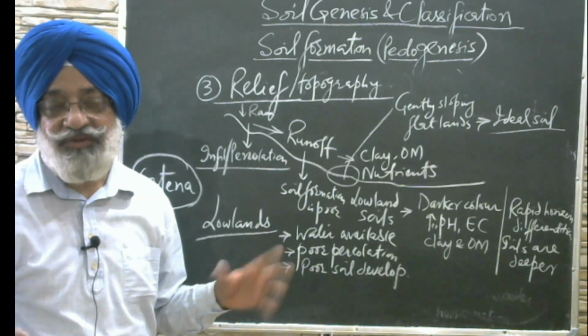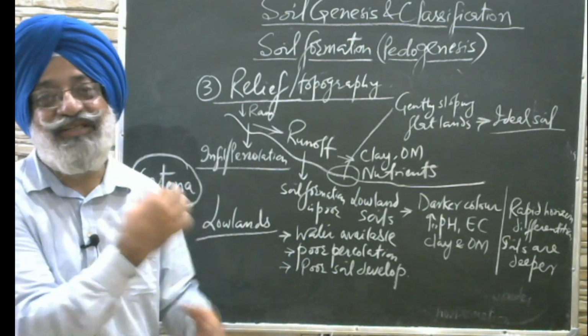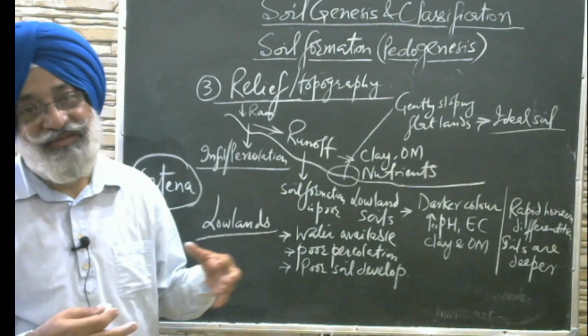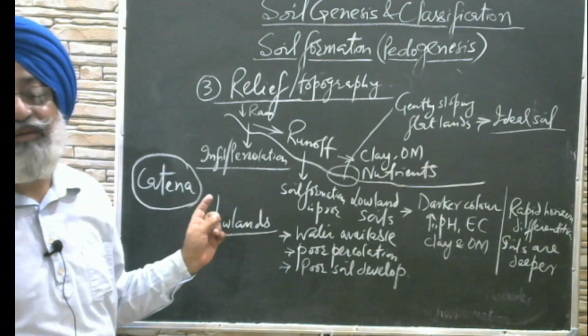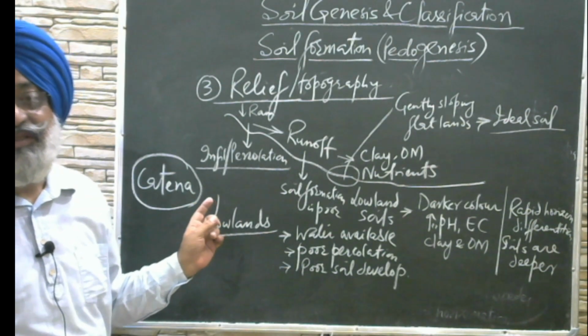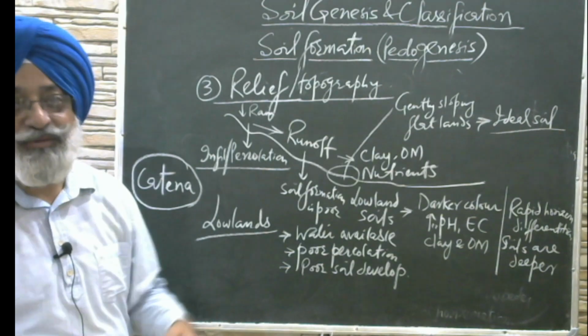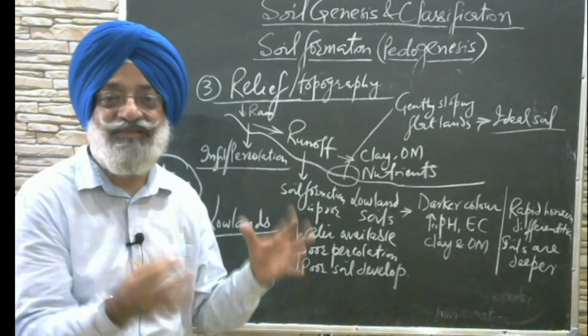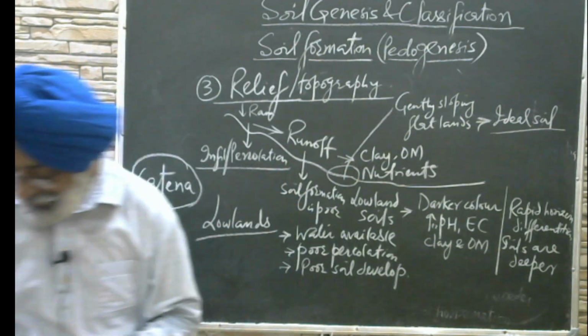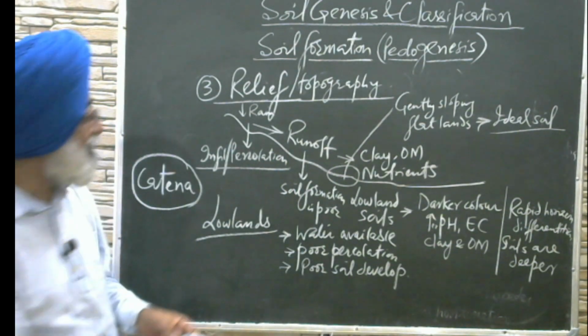Got my point? You can download it and listen again to what I said. Here I may tell you that we have a very important journal which is also named Catena. So Catena is not only the name of a journal, but it also signifies some meaning. It defines a particular landscape.